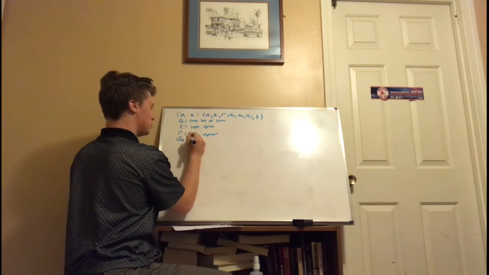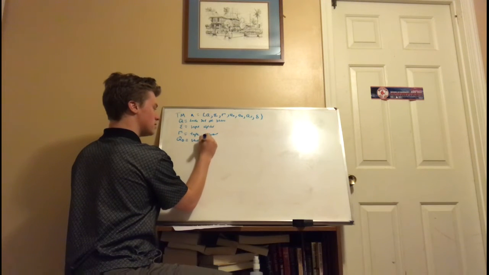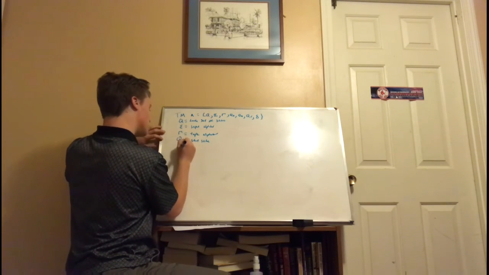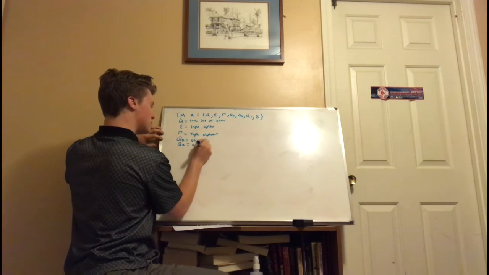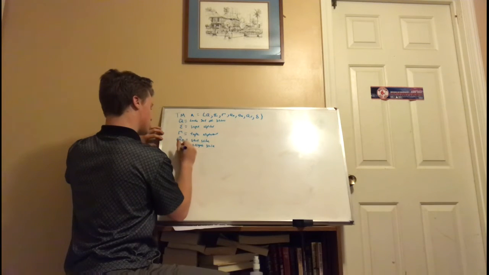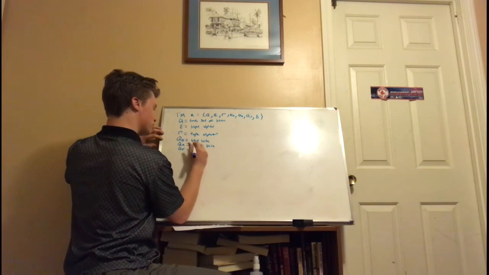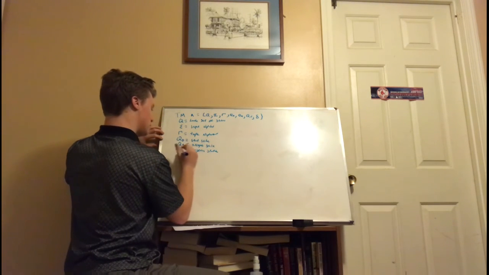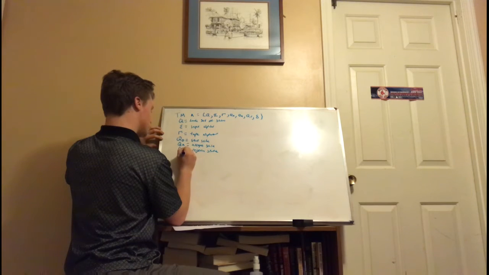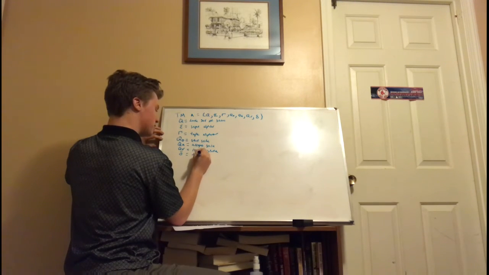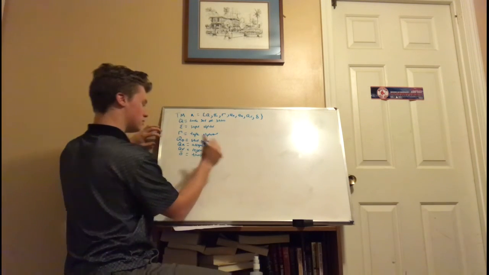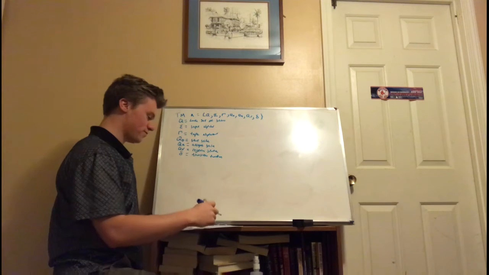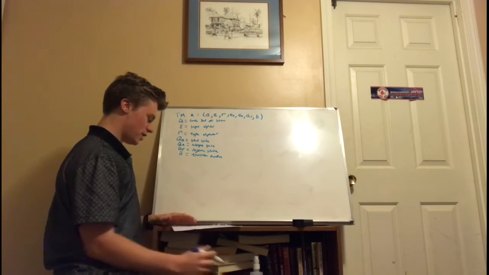Q0 is the start state, so that's the state it starts at. QA is the accepting state. QR is the rejecting state. And delta is the transition function. Those are the 7. That's the formal definition of a Turing machine. So now time to answer the question.